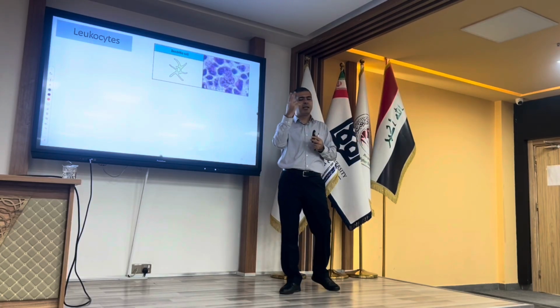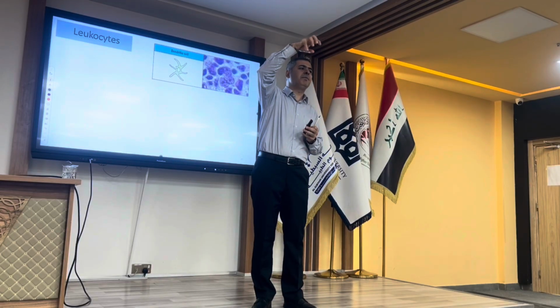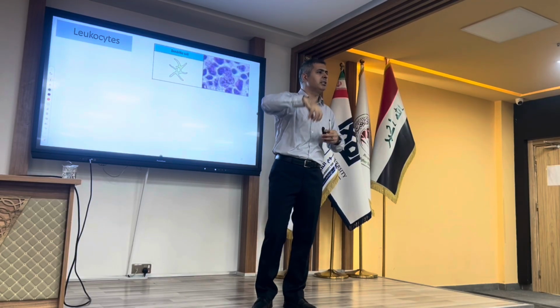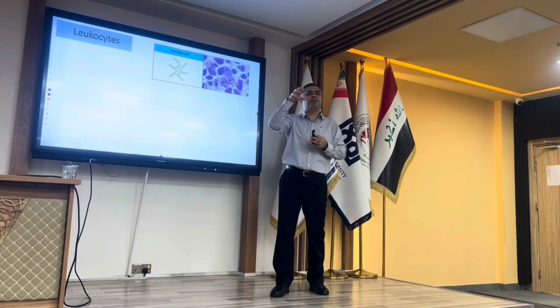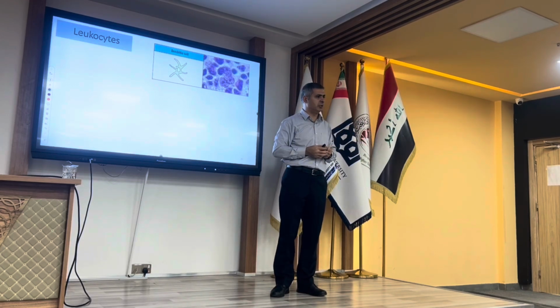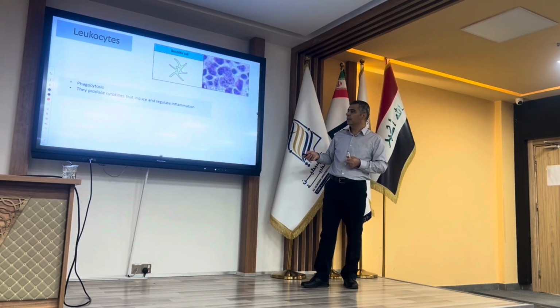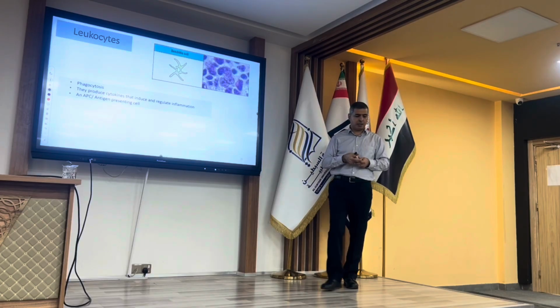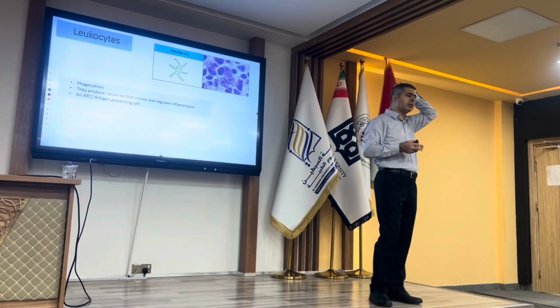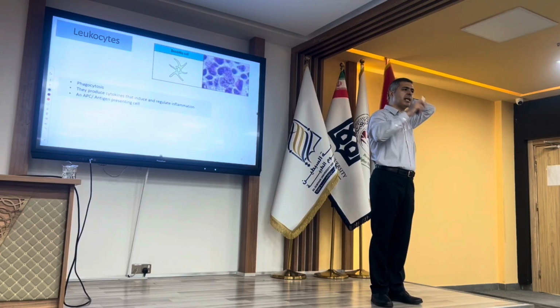Both of them have the same functions, but the APC function of dendritic cell is much stronger and the phagocytic function of macrophage is much stronger compared to each other. It is important to know. So phagocytosis and induction of inflammation, and it is said that dendritic cell is the main bridge between innate and adaptive immune system.